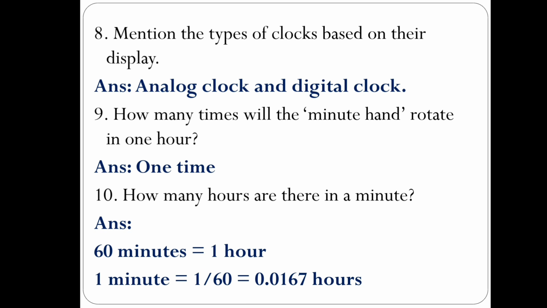How many times will the minute hand rotate in 1 hour? It will rotate one time, so that it will be 1 hour. How many hours are there in a minute? 60 minutes is equal to 1 hour. So 1 minute is equal to 1 over 60. So the answer is 0.0167 hours.